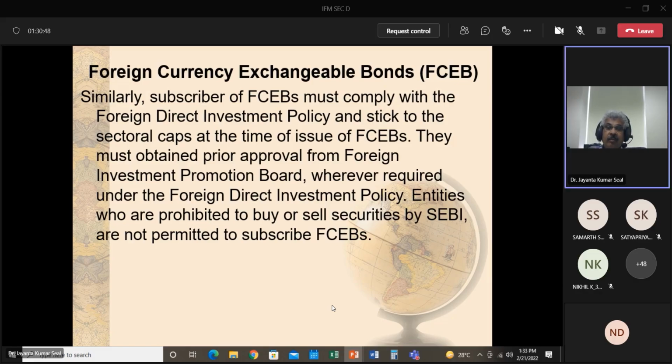They must obtain prior approval from the Foreign Investment Promotion Board wherever required under the Foreign Direct Investment Policy. Entities who are prohibited to buy or sell securities by SEBI are not permitted to subscribe to FCBs.